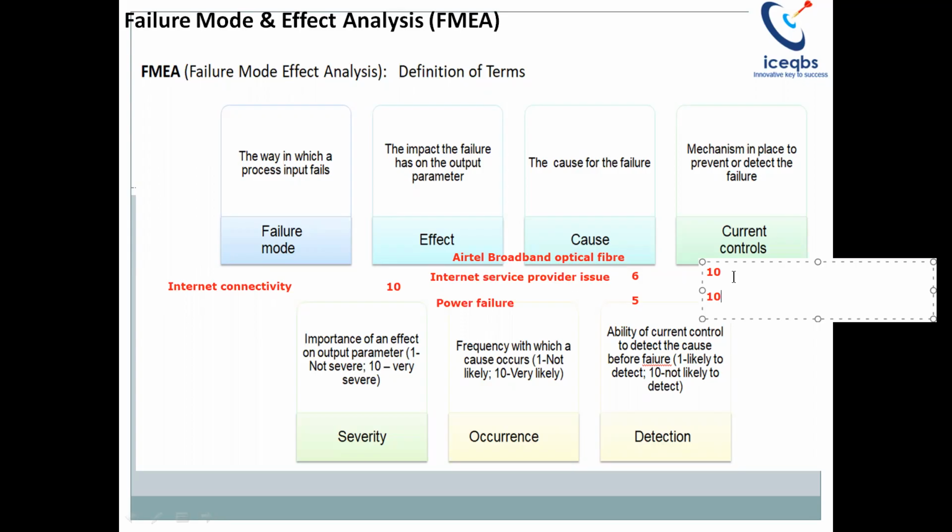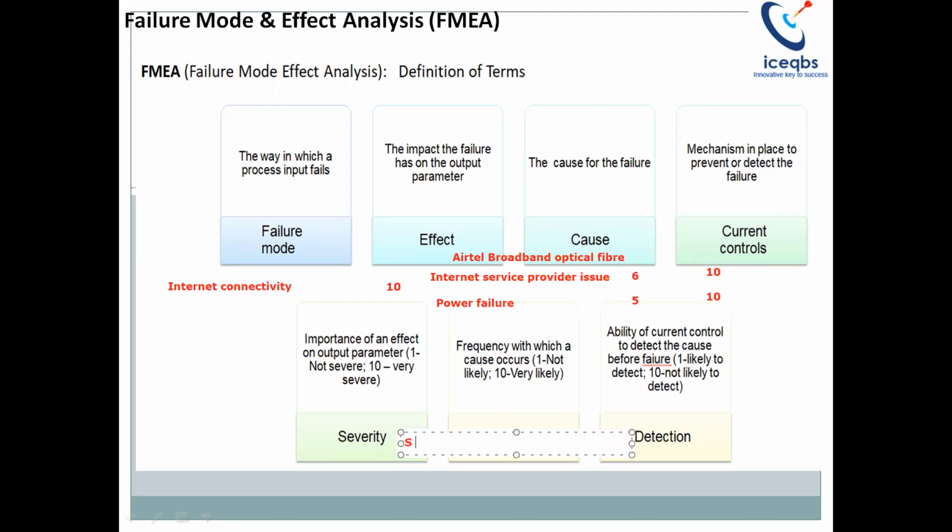Okay, so now I have given a severity rating, I have given an occurrence rating depending upon the frequency, and I have a detection rating based on the current control mechanism, how far it is able to detect or prevent the error. So now I have the ratings: severity is S, occurrence is O, and detection is D. So I have 3 ratings.